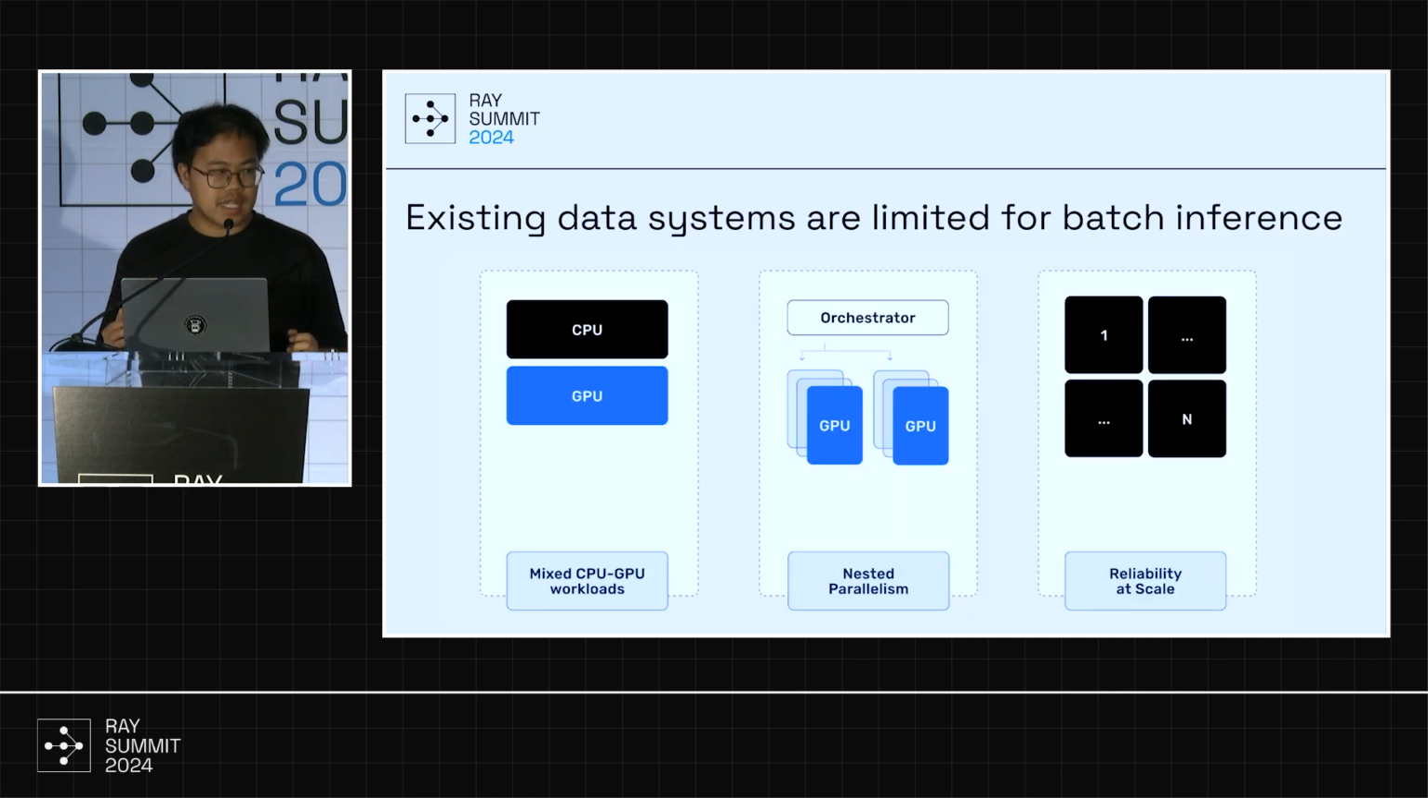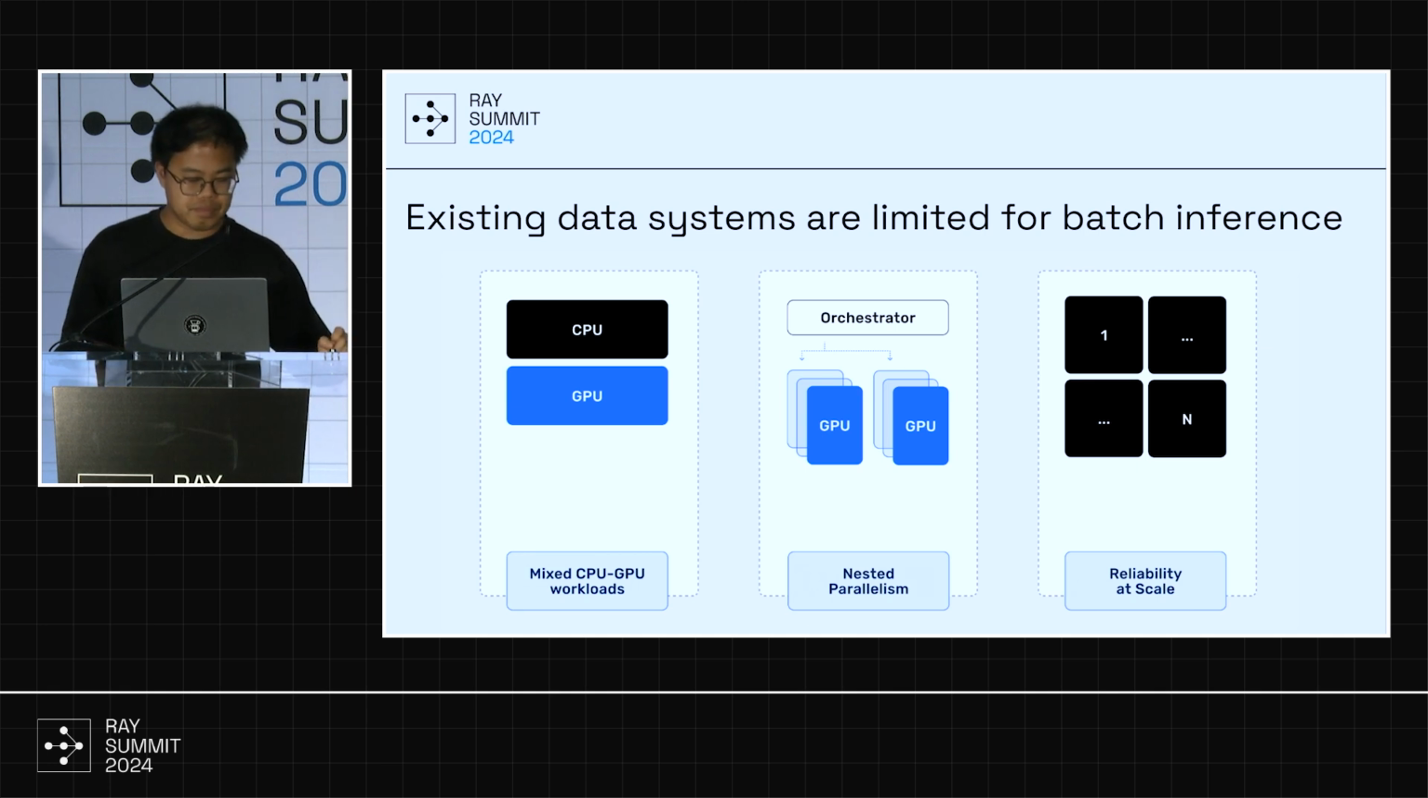For existing data systems, from a technical perspective, there are a couple of limitations when it comes to doing batch inference with deep learning. First of all, you need really great GPU support, especially when you're working with deep learning models. And you need to utilize these GPUs well. Therefore, you don't want a bunch of GPUs sitting idle waiting while the CPUs run pre-processing or post-processing steps.